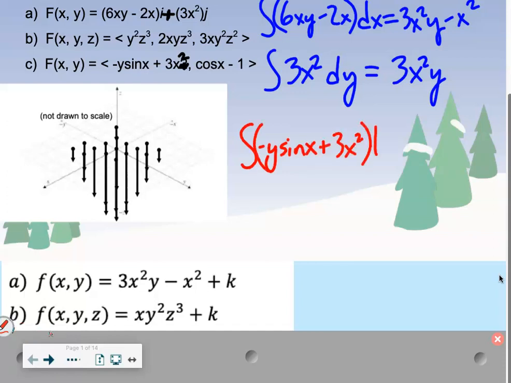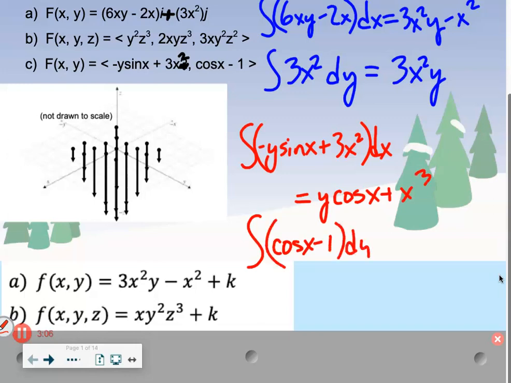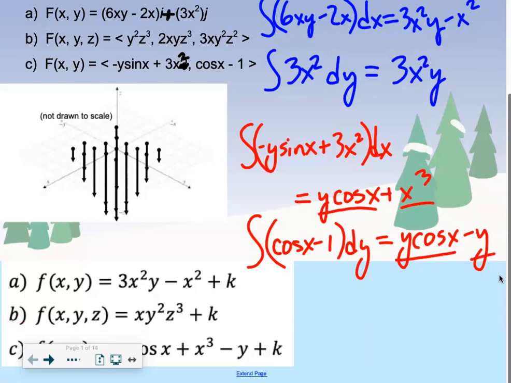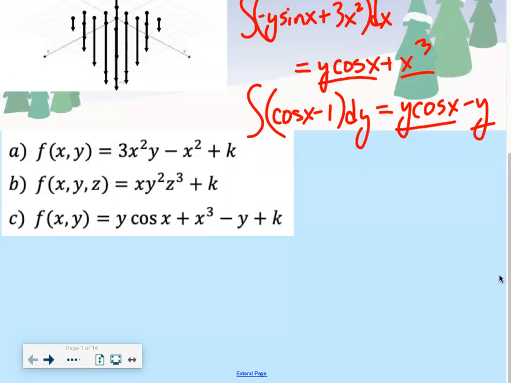dx, we get positive y cosine x plus x cubed. And then for the other part, dy, so here we get y cosine x minus y, right? So what do you end up with? You have an overlap. The y cosine x gets written one time, plus x cubed minus y plus k. So you end up with that.